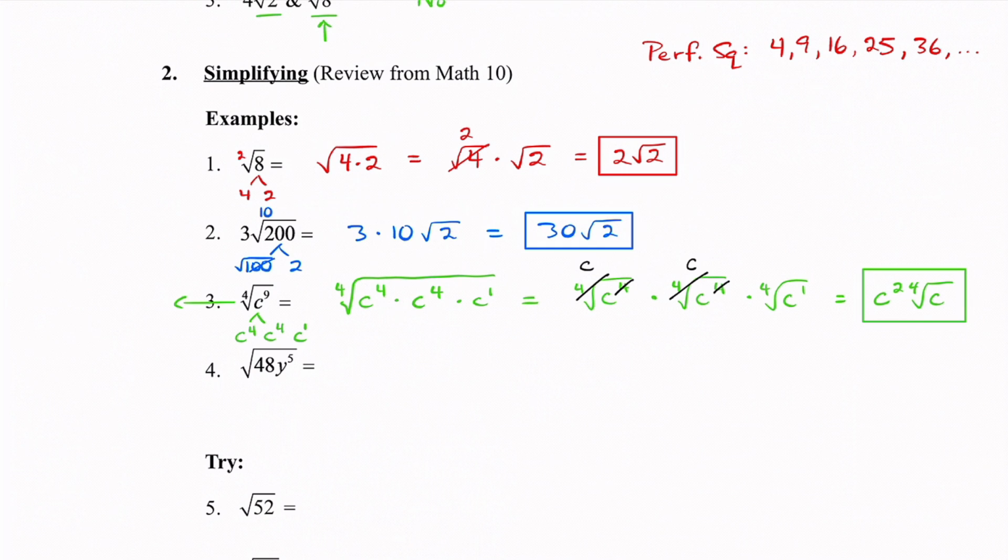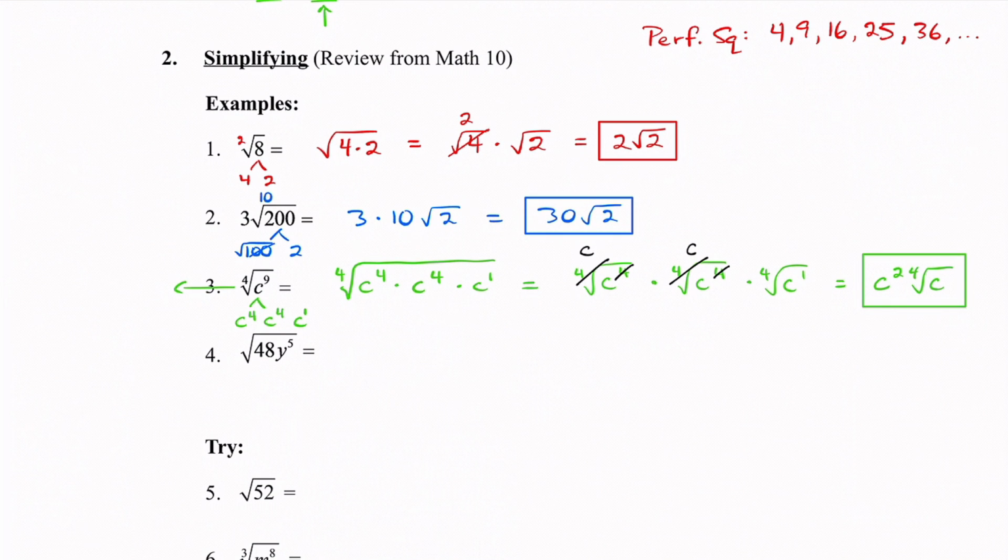So looking at number 4 now, this one is a square root here. So we want to break things down into perfect squares. So 48, I could break that down into, say, 16 times 3. And then the square root of 16, that's going to give me a 4. So 4 is going to come out, and a 3 is still going to be inside.